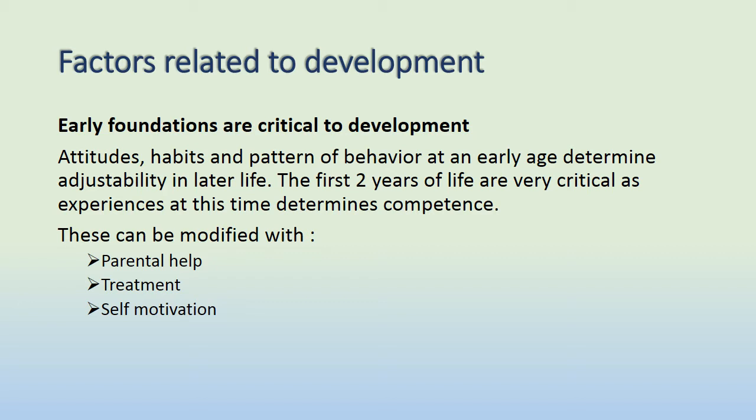then if you find that there is maladjustment of an individual, this can be modified in the later part of the lifespan. And these maladjustments can be modified with three sources, that is parental help, psychological treatment, and self motivation. Sometimes parents identify that my child is maladjusted, so they go and seek help, and then they try to adjust the child. They can take the child to a psychologist, and then psychological treatment can help to prevent the maladjustment.